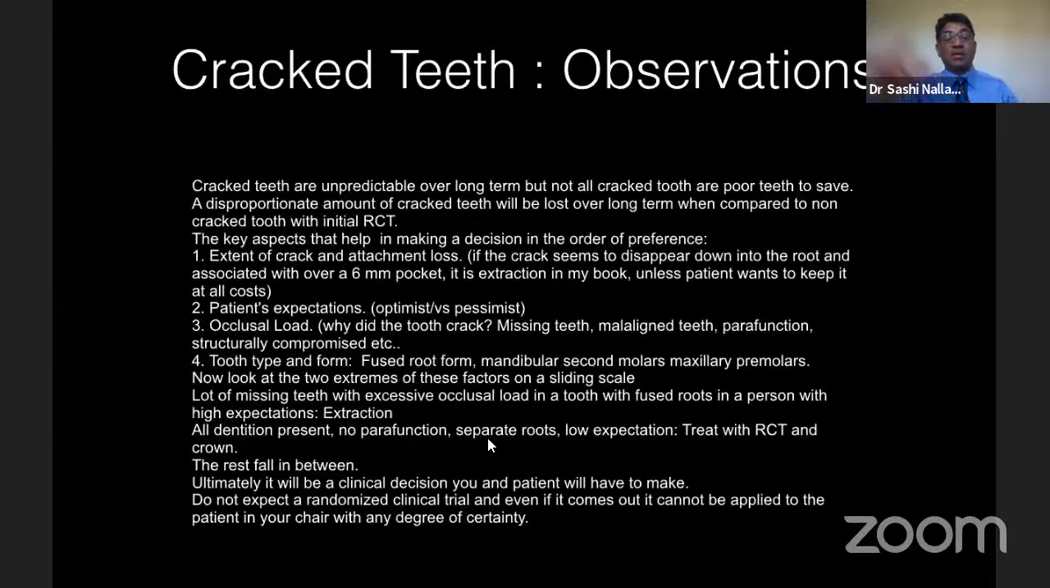On the other hand, all dentition is there, no parafunction, there are separate roots in the tooth, the patient's expectations are low, they're not expecting anything major, then do the root canal treatment and crown, and perhaps, as you know, you never know how long these things last. The rest fall in between, basically. Ultimately, it will be a clinical decision you and your patient will have to make together. It's not a unilateral decision.